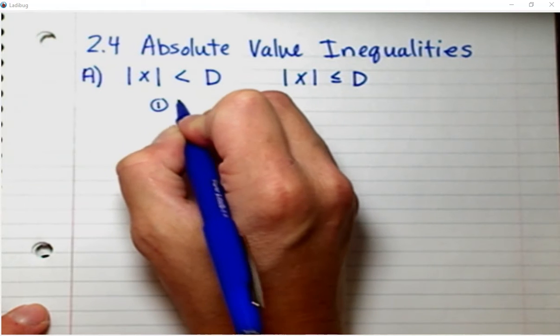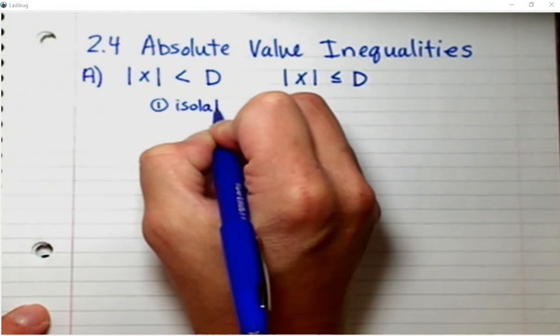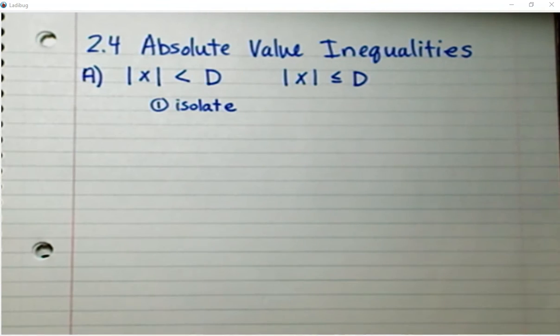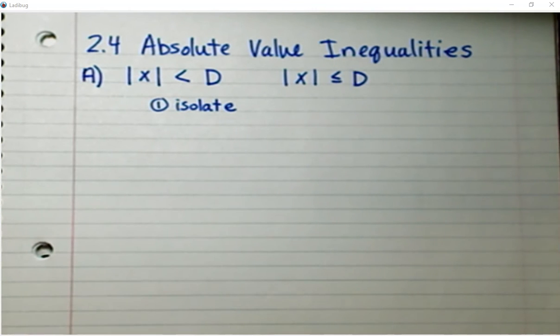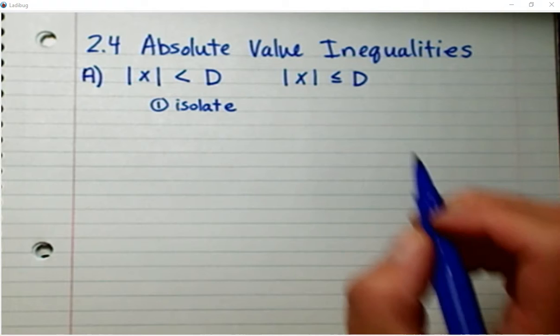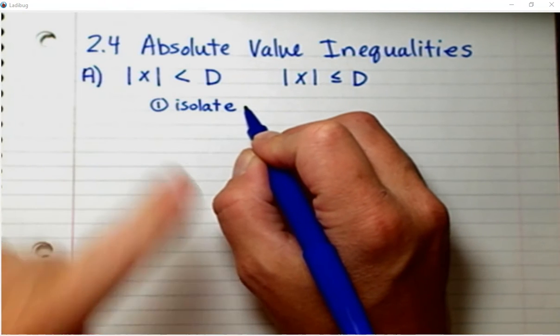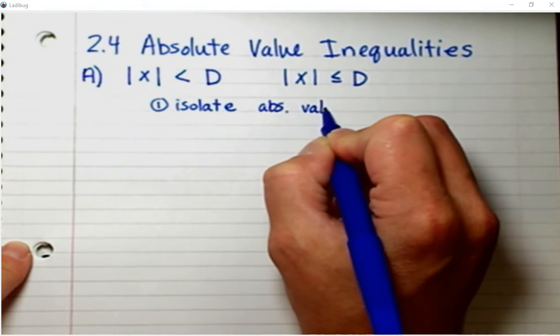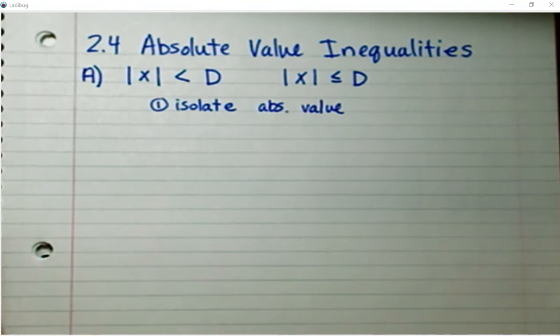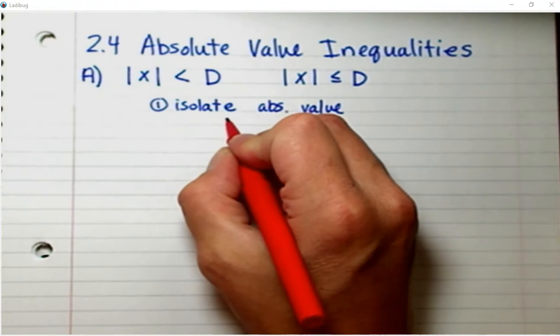And the first thing we're going to do is isolate. Seems reasonable, right? And then we're going to think. First two steps are almost always the same. Isolate and think. So the thinking is the part that I'm going to teach you and explain to you how to do. So isolate the absolute value, and then we're going to stop and think.